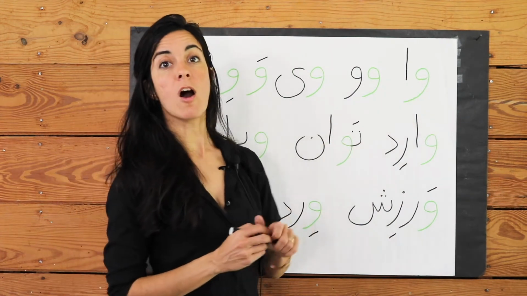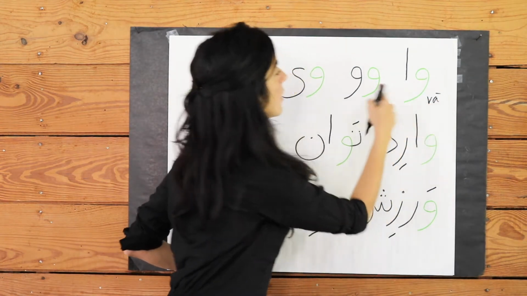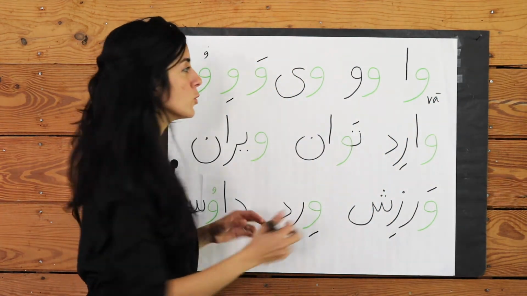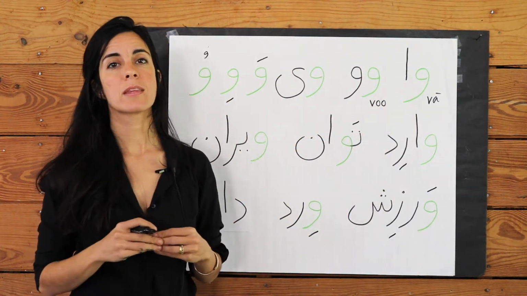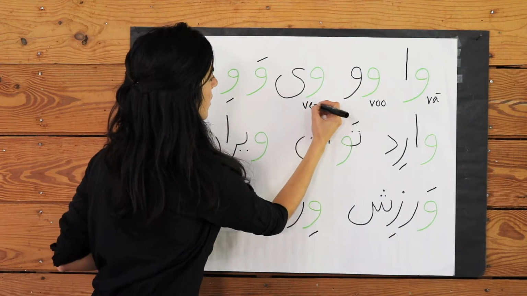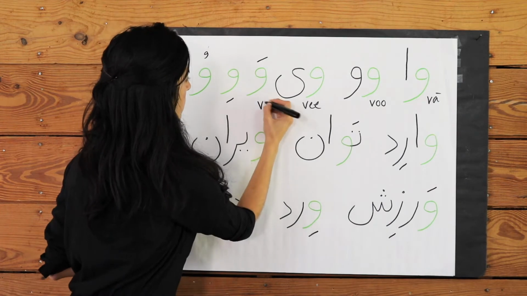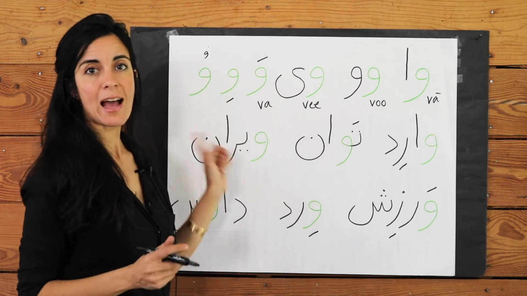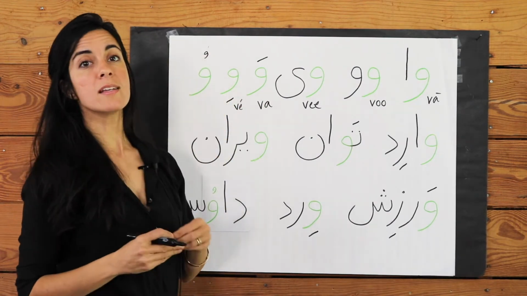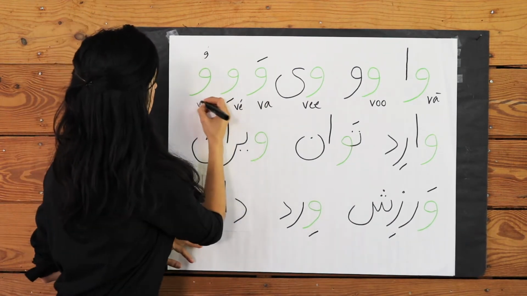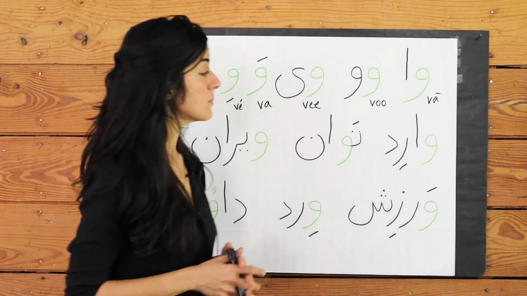So a V with an A is va. V with an U, vu. V with an I, vi. V with an A accent, va. V with an E accent, ve. And V with an O accent, vo. So now let's combine them to make some words.